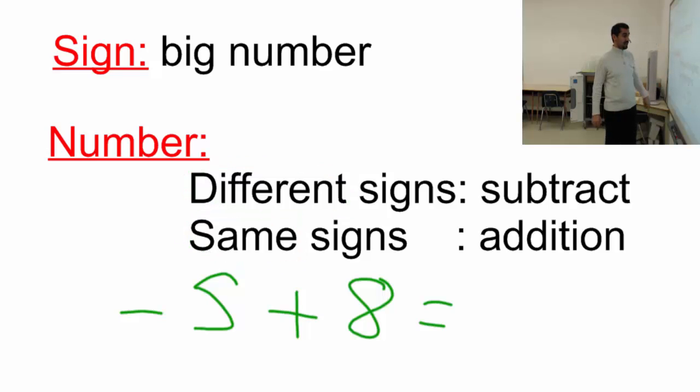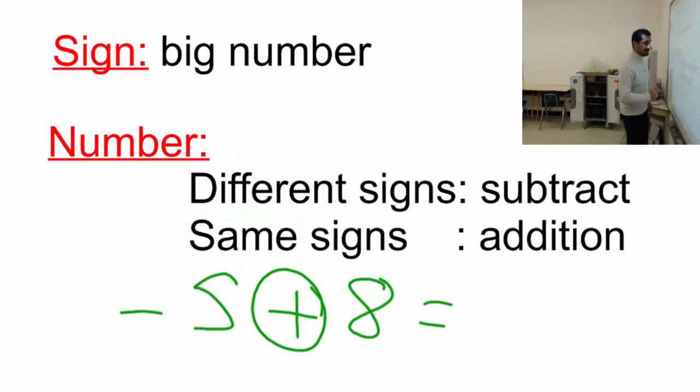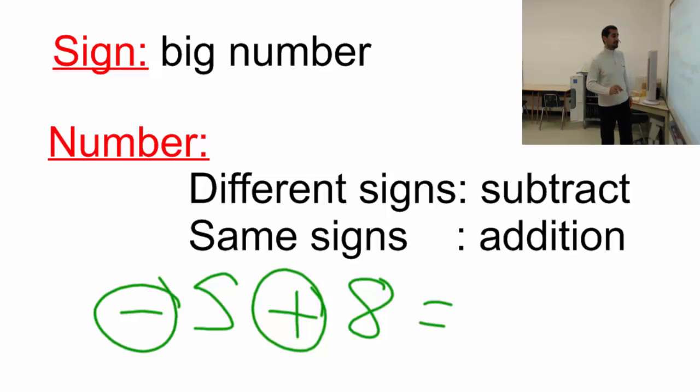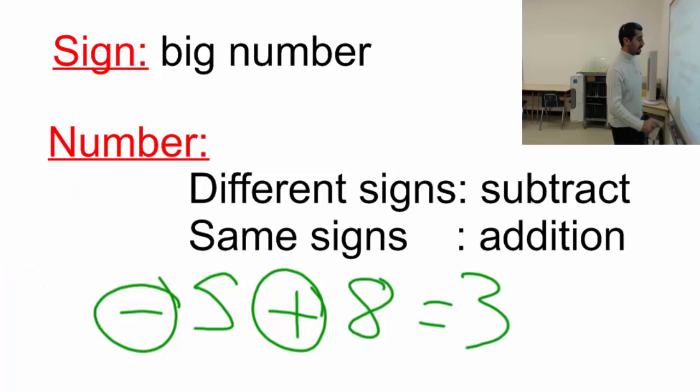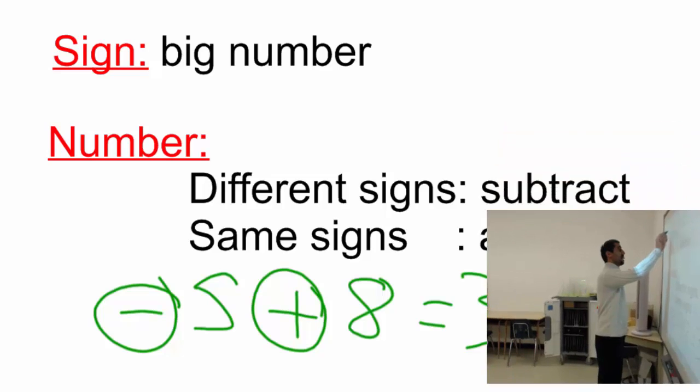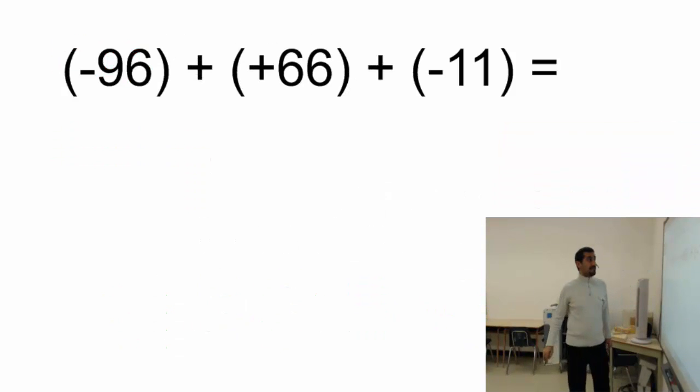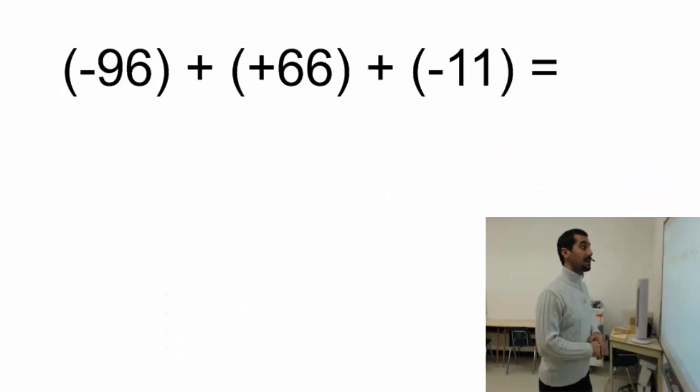And looking at this question, signs are different. One of them is positive, the other one is negative. So I'm going to do the subtraction from the big one. 8 minus 5, that will give you 3. So the answer over here will be 3. Once again, minus 5 plus 8 is 3. So remember this rule, then you'll be able to do many questions, either complicated or not.